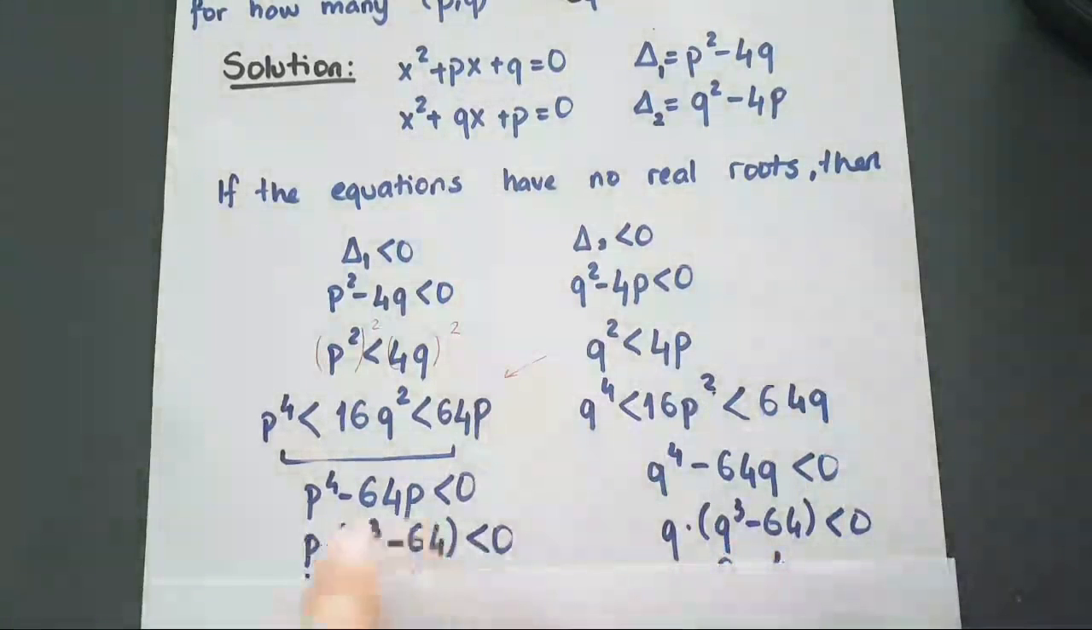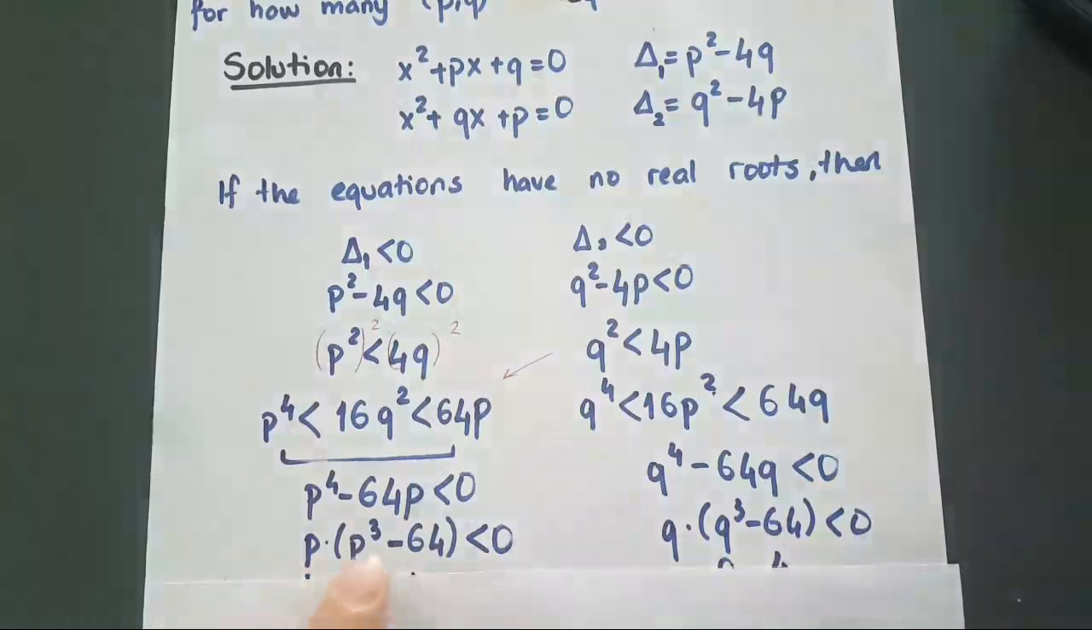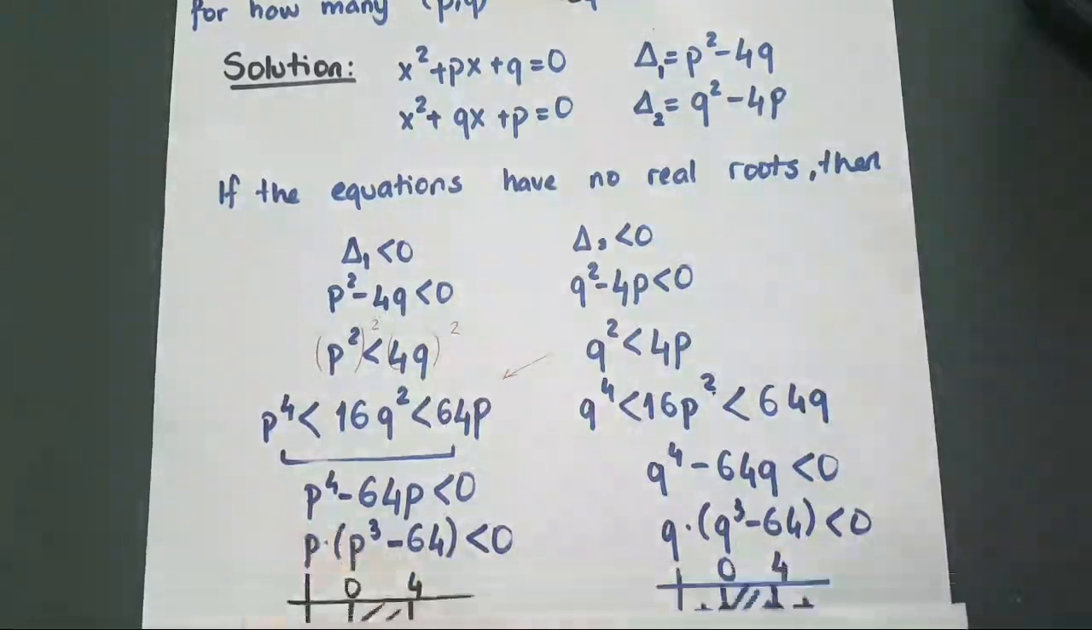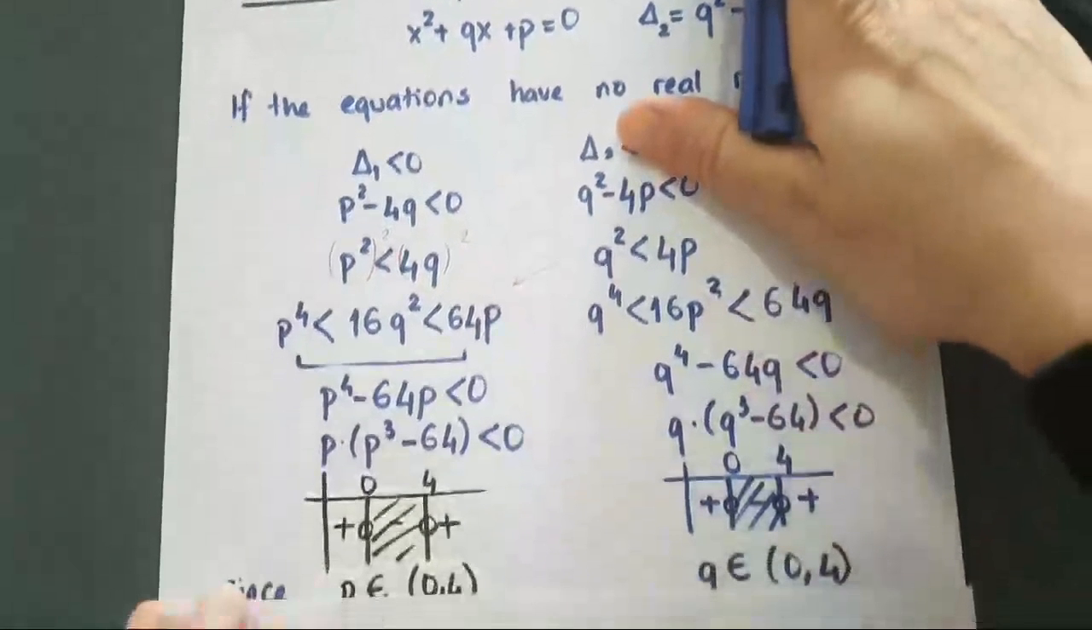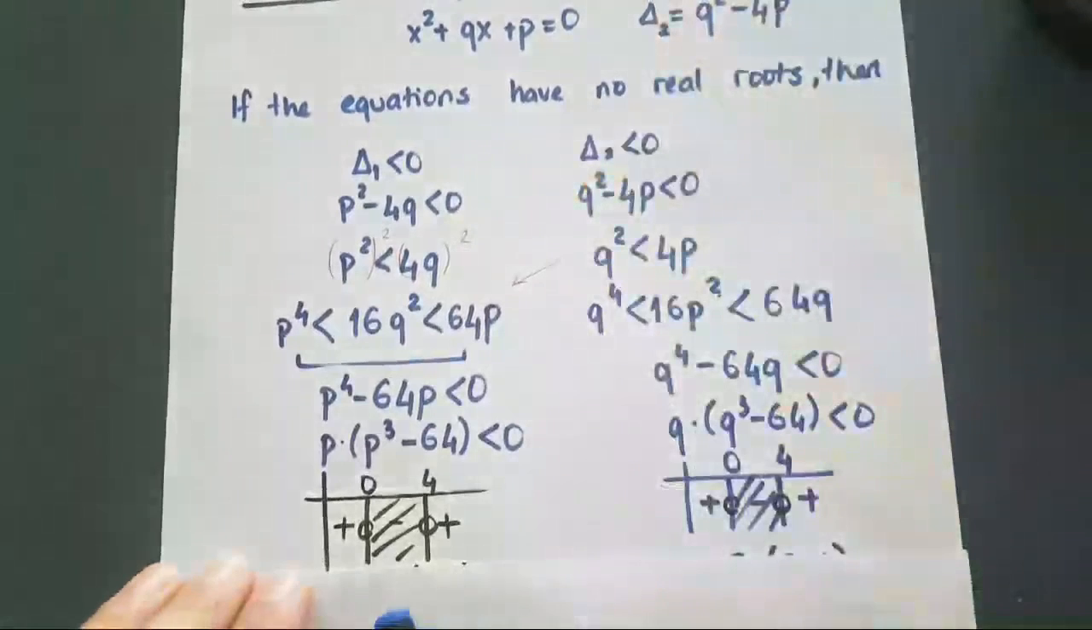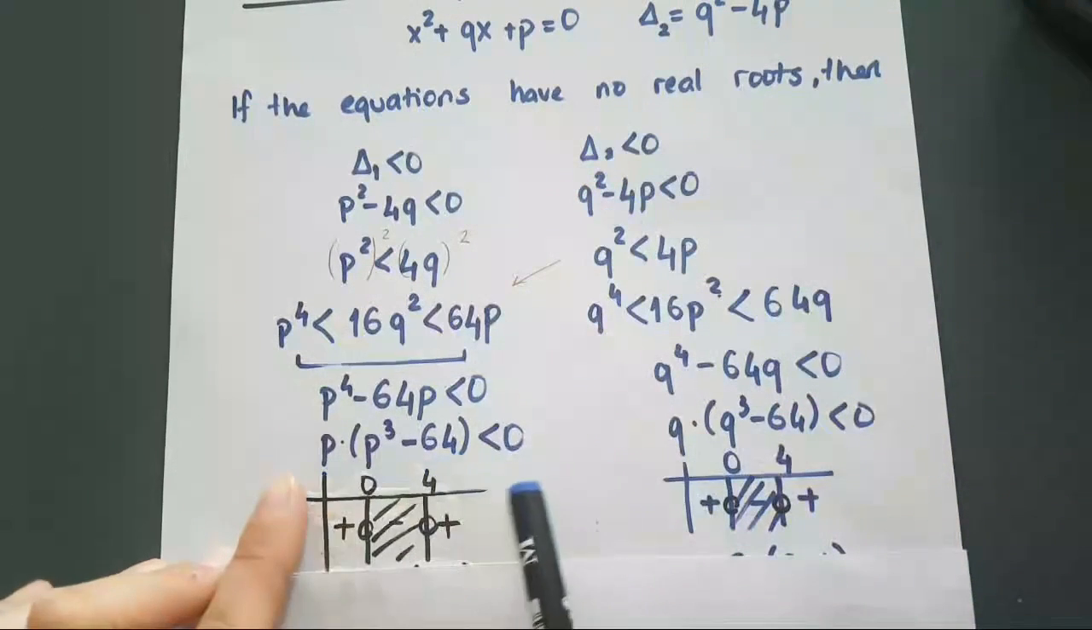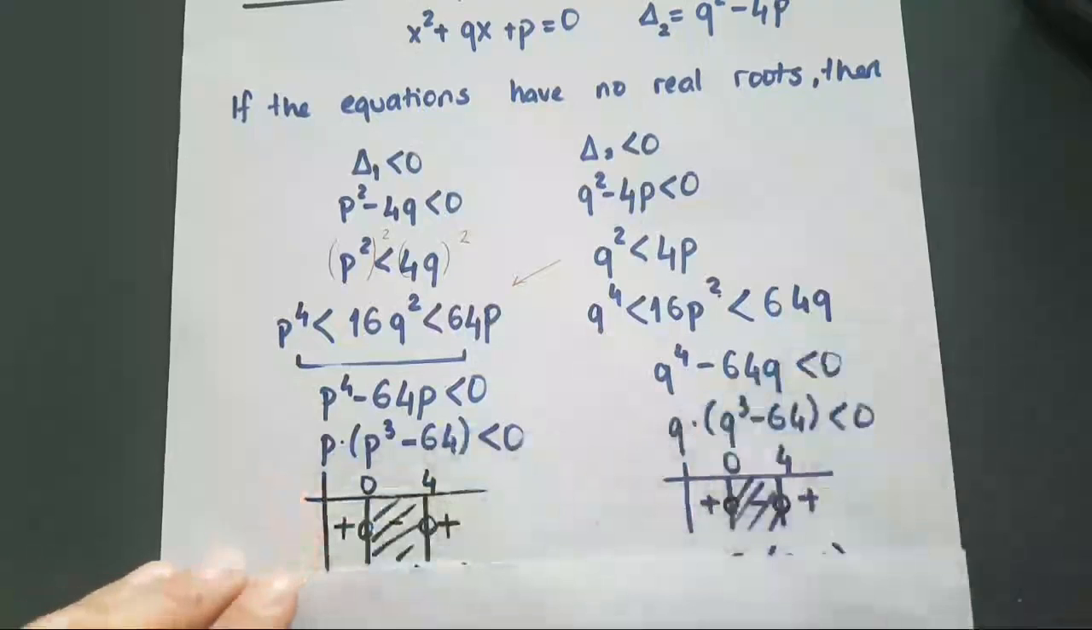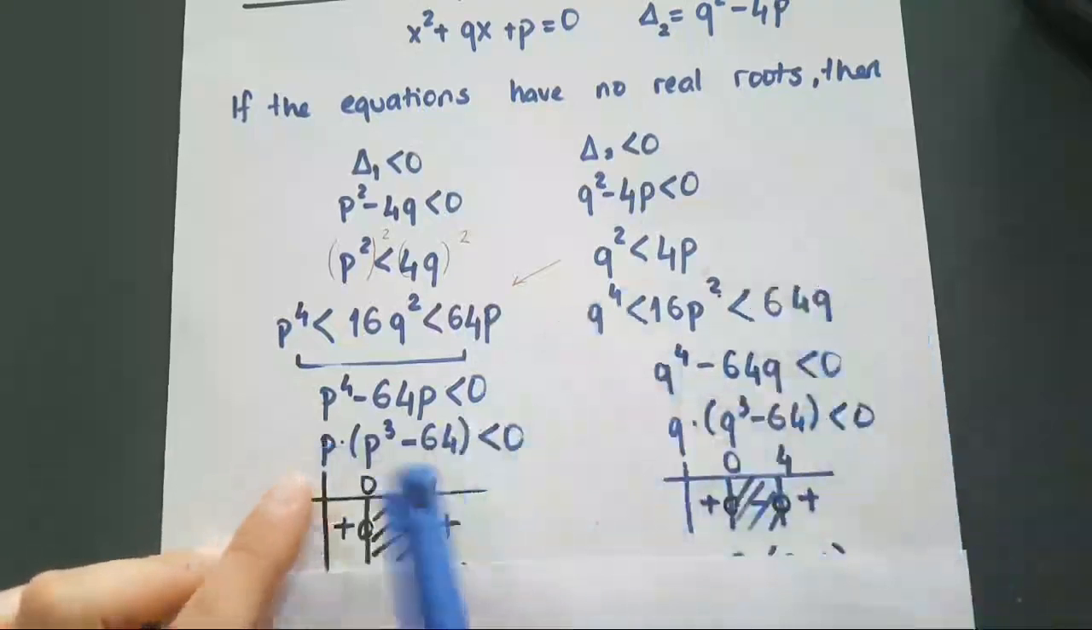What makes the first one 0? If p is 0, it will be 0, or if p is 4, it will be 0. So here on the sign chart, I will have 0 and 4. We know how to check the solution set by the help of the sign chart.